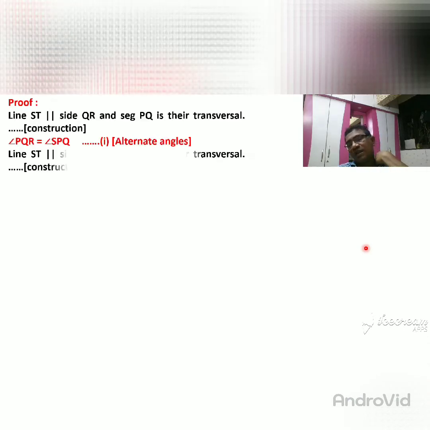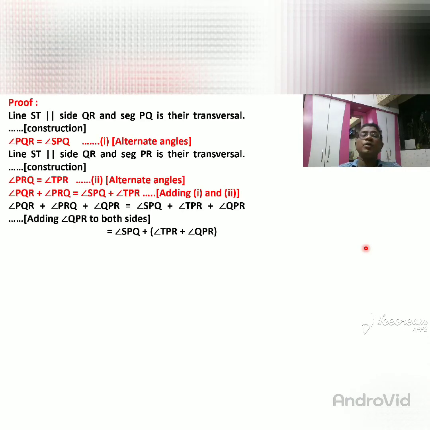So see here, I am going back only to help you understand. See, adding QPR to both sides. This is PQR plus PRQ. What can we add? Common angle QPR. So angle QPR is added here. Then this is the SPQ and this is the TPR, so angle SPQ plus angle TPR, and what do you add? Angle QPR. So you are getting SPQ plus TPR plus QPR.